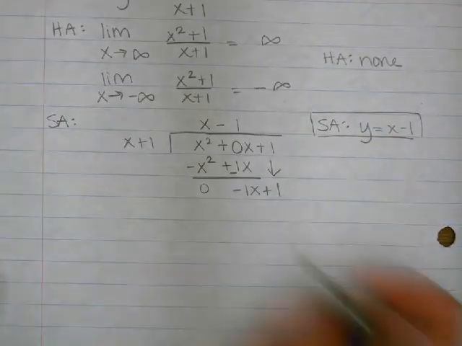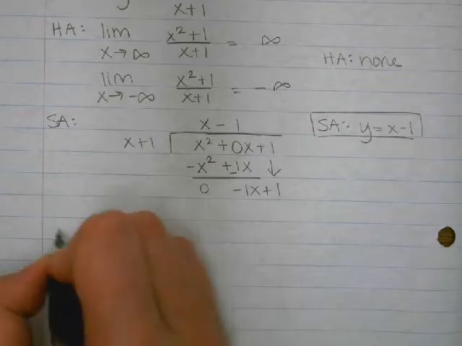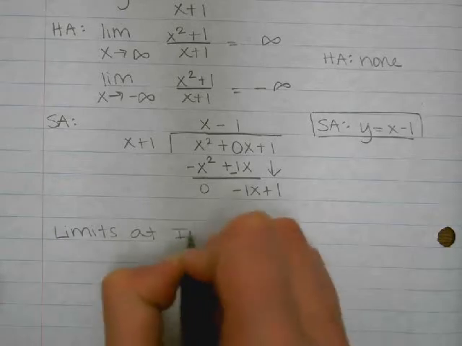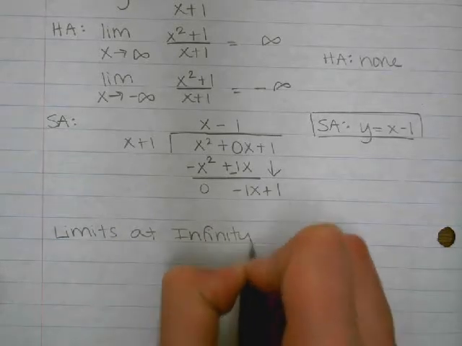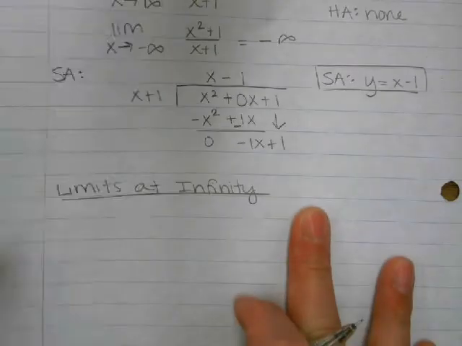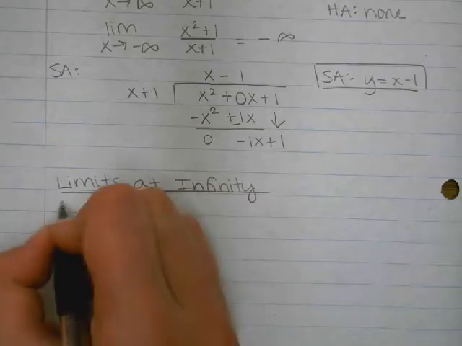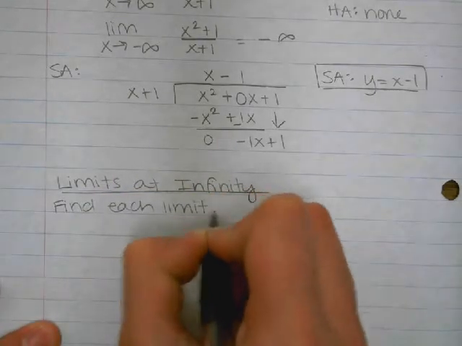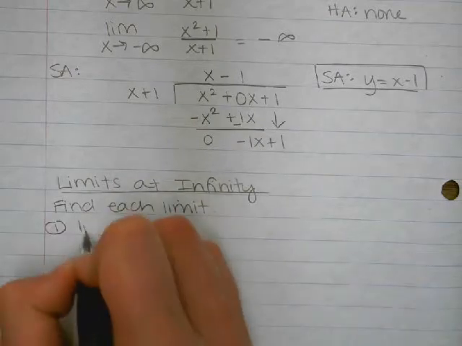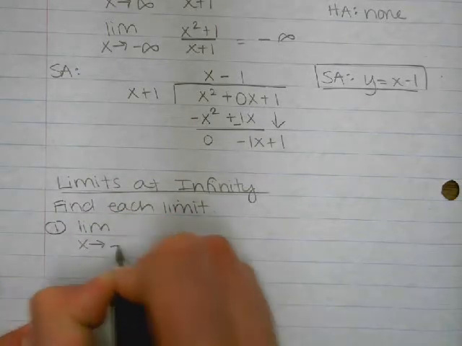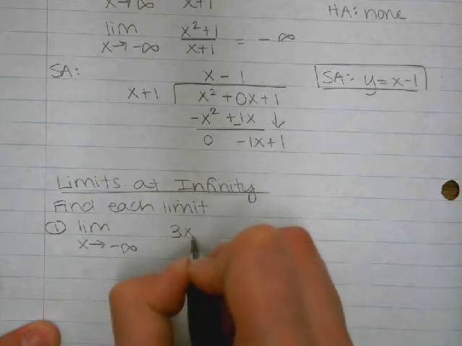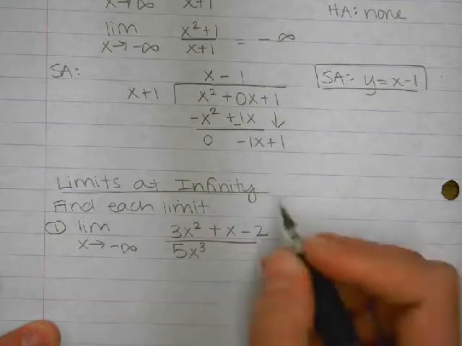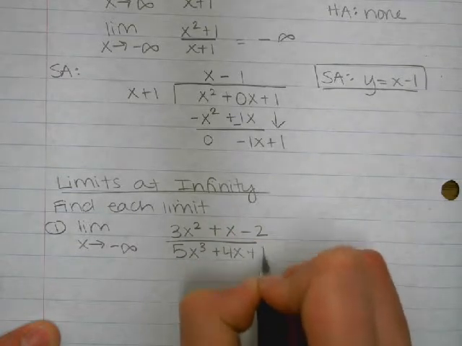All right, so real quick, we want to practice just a few more limits at infinity because it's been a while and you might run into some of these. So we're going to find each limit. So the first one is going to be the limit as x approaches negative infinity for 3x squared plus x minus 2 divided by 5x to the third plus 4x plus 1.